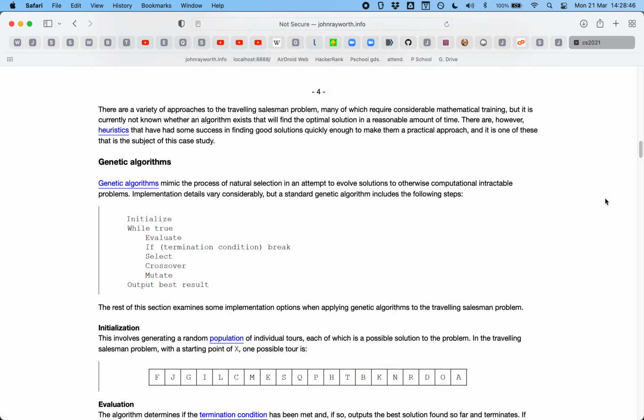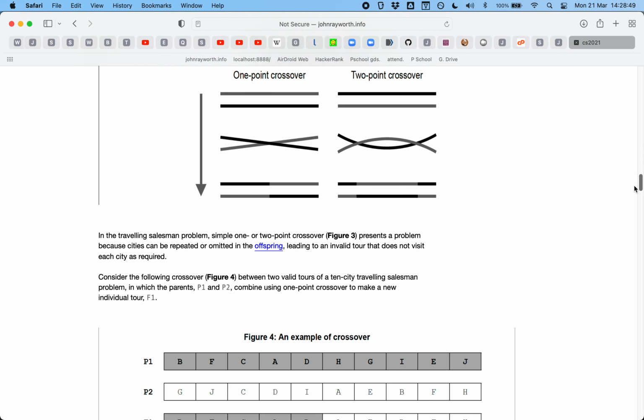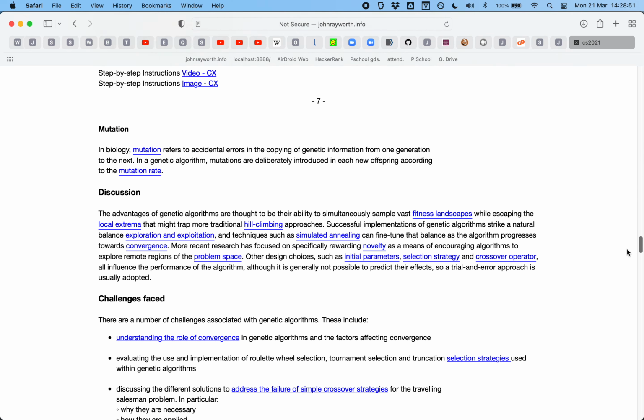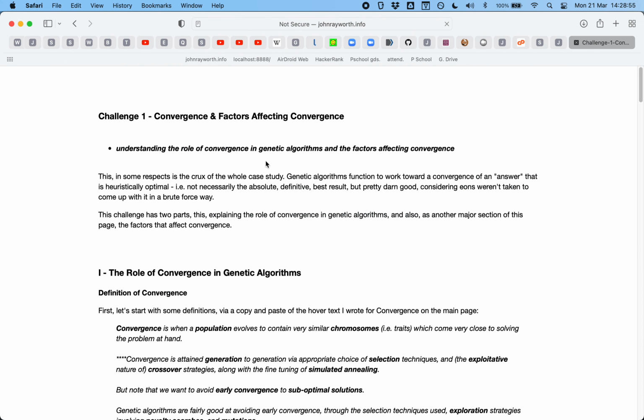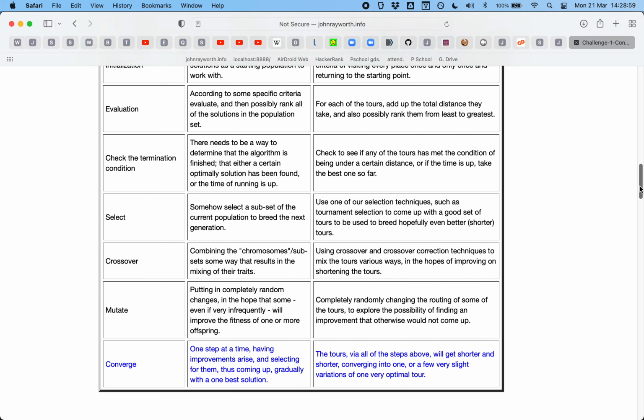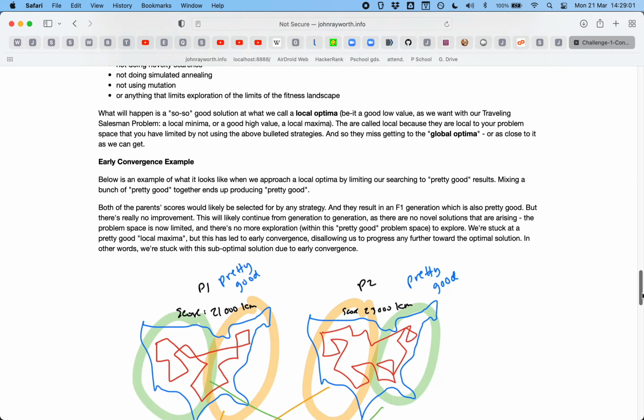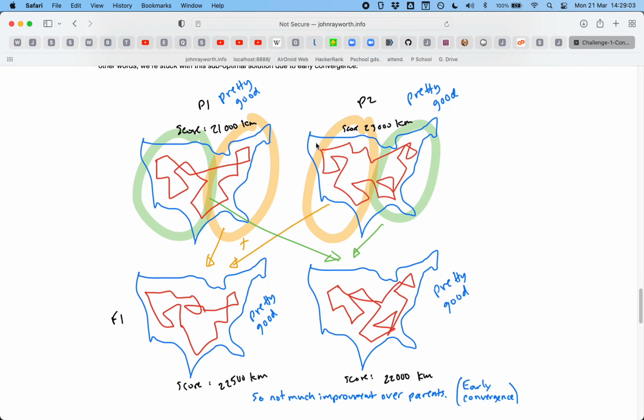Talk about mutations, and I think I used convergence. Because what happens is you converge to a mediocre if you're not careful. And I went over how you take two pretty goods, what do you end up with? Pretty goods. You just get to a point where they're all pretty good, but they're not really, really good.